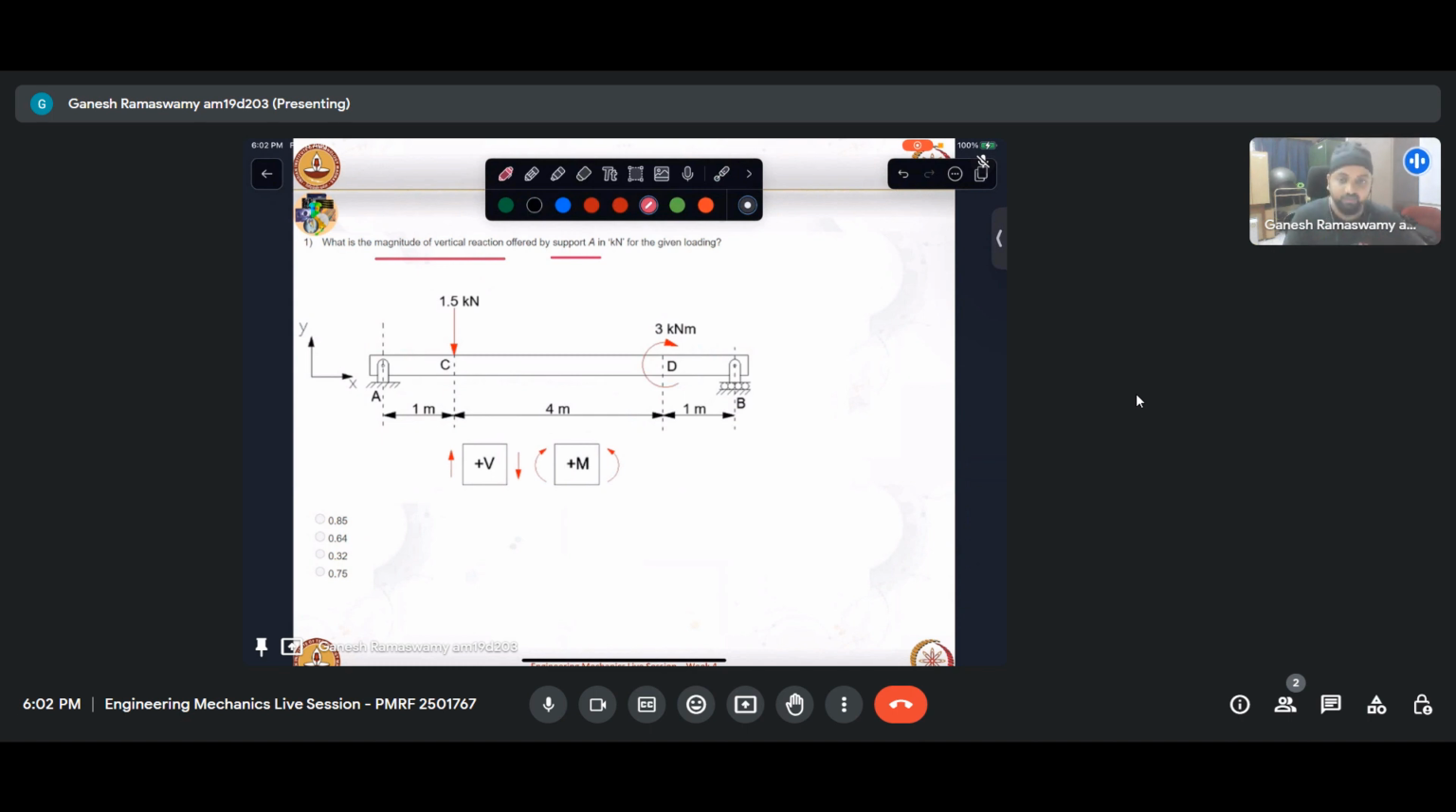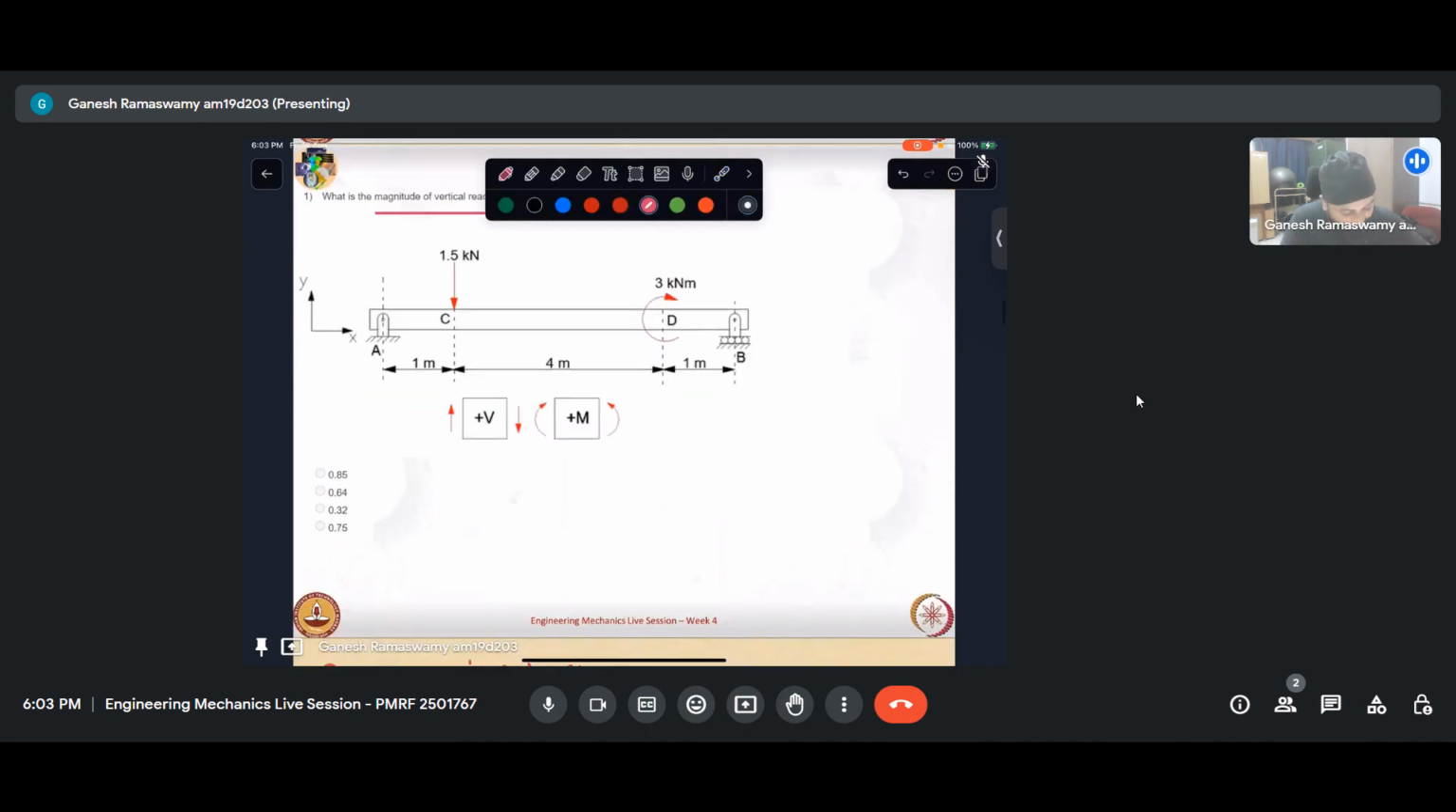In the last session, we discussed how supports work. For a pin support A, we have two unknown reactions, AX and AY, in the horizontal and vertical directions. The roller support offers only one restraint, in the vertical direction. With that background, let us solve this problem. We have to find the magnitude of the vertical reaction offered by support A. For that, first we need to draw the free body diagram.